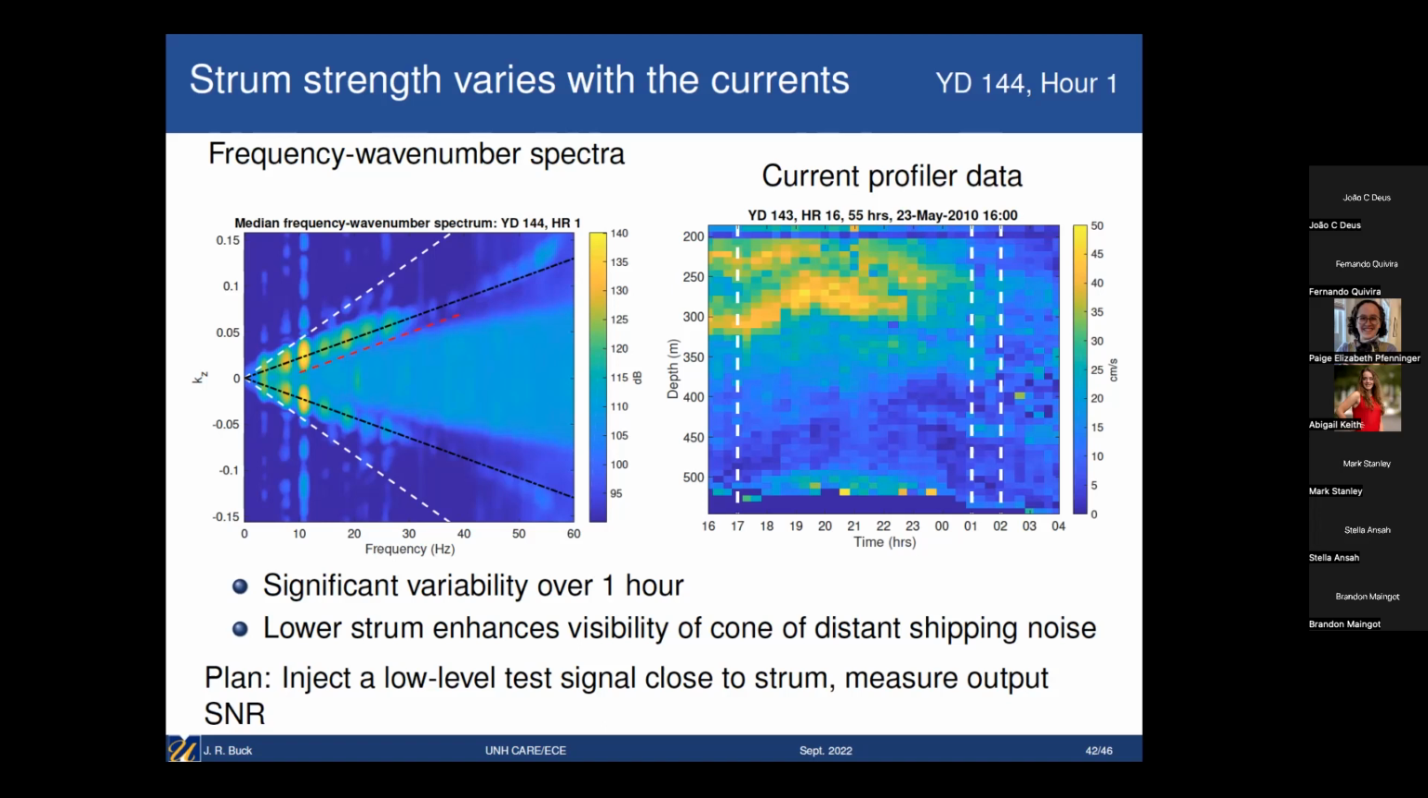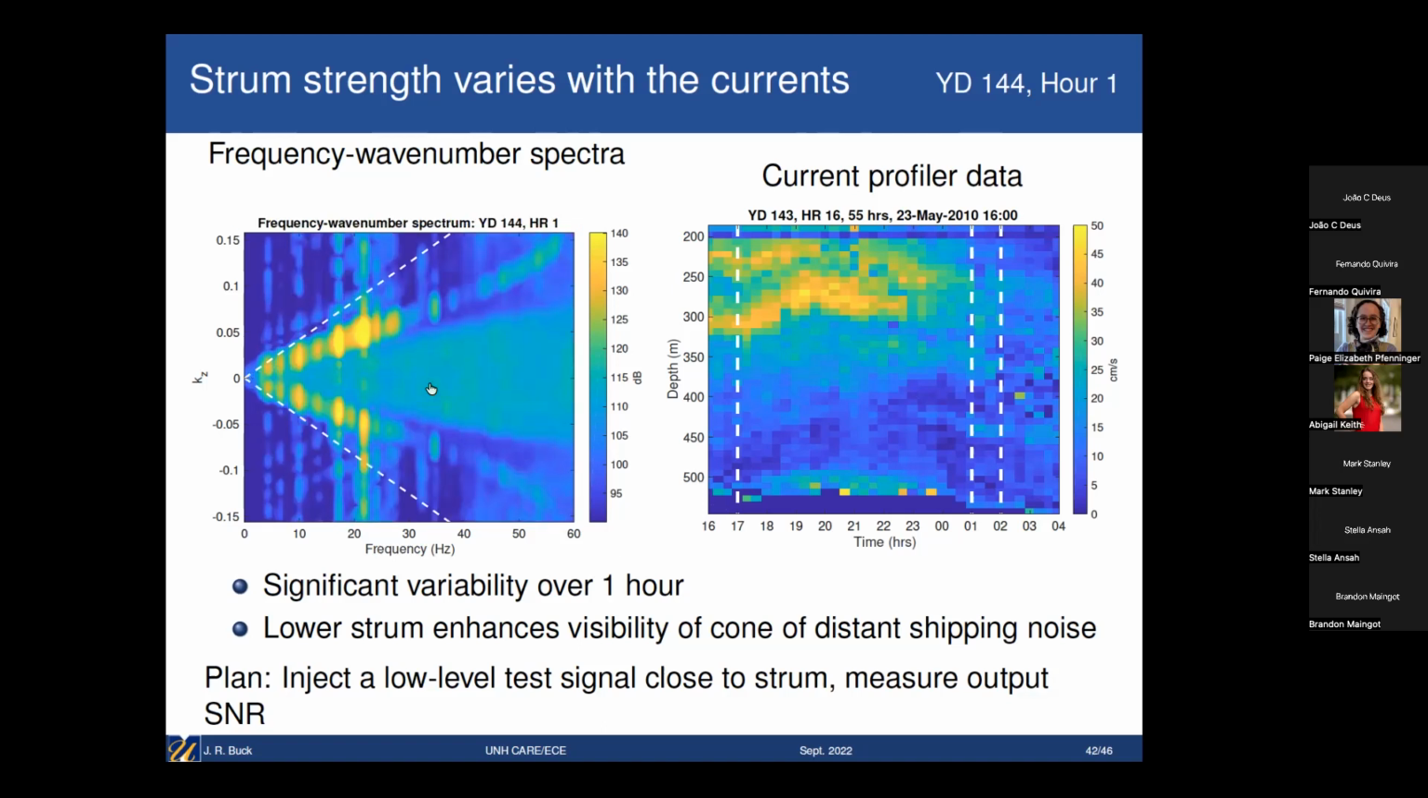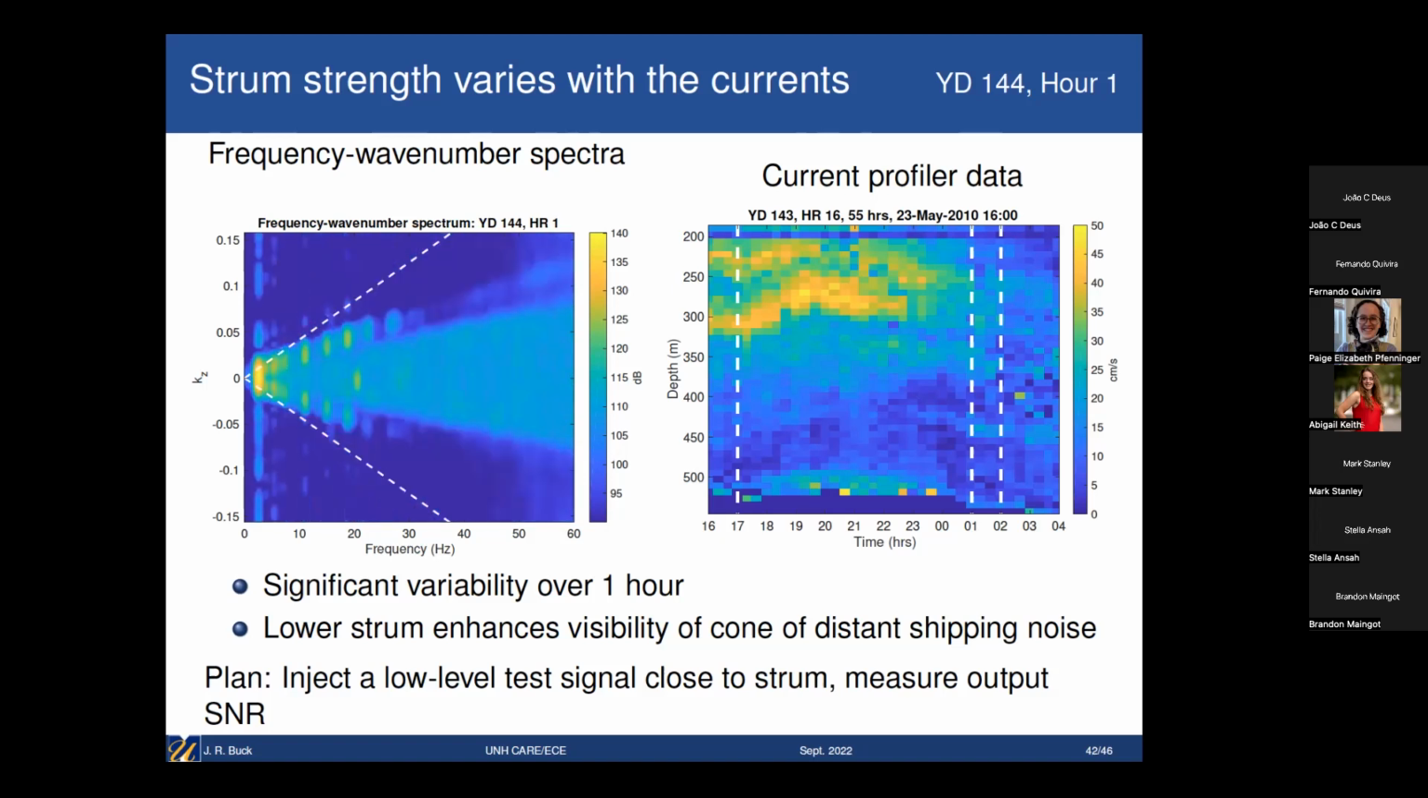And so the strumming was varying as it went through. Oh, actually, this is an animation. I can show you, as I go through those hours, you can see the strum varying. You can see it gets louder and quieter. You can see the distant shipping noise getting more and less visible. And so you can see, it gets very quiet for some of those. And then, okay, so now we're back to the strum.